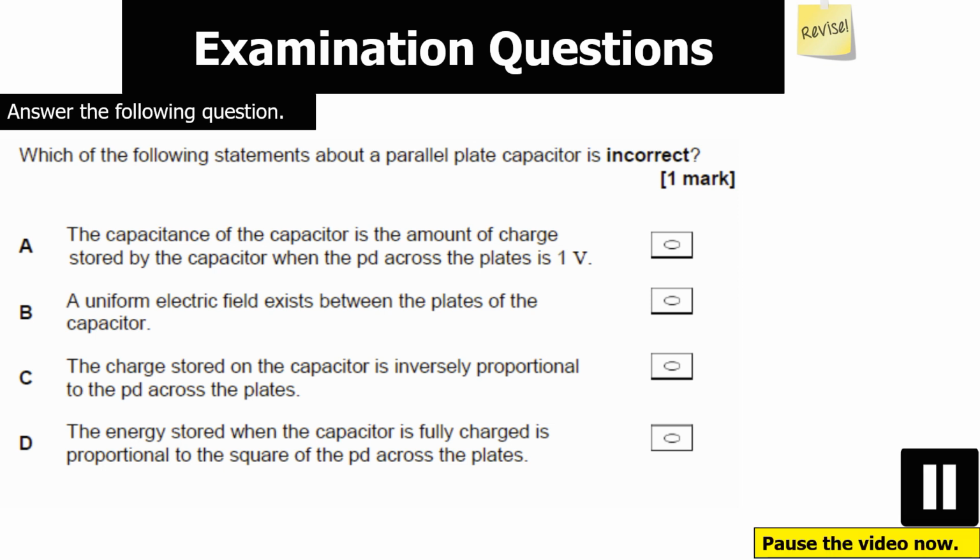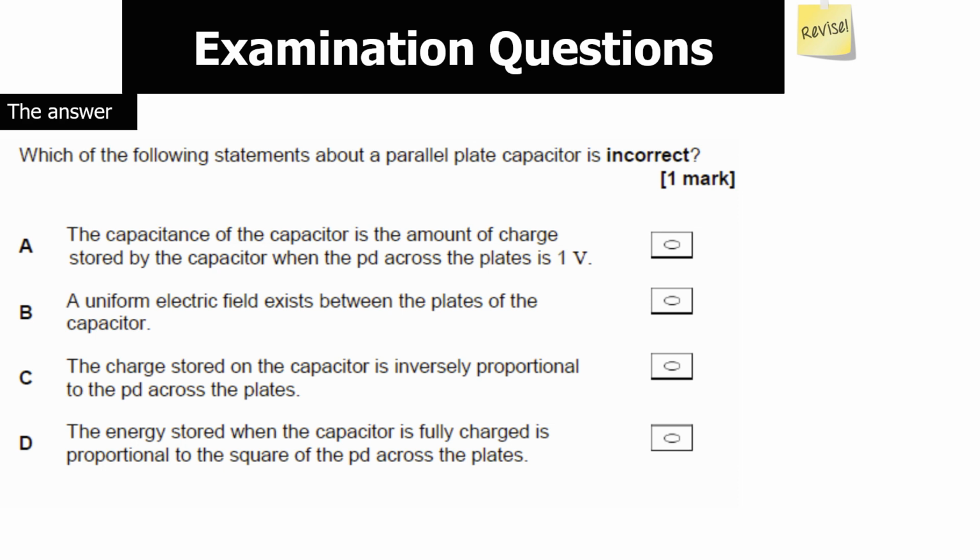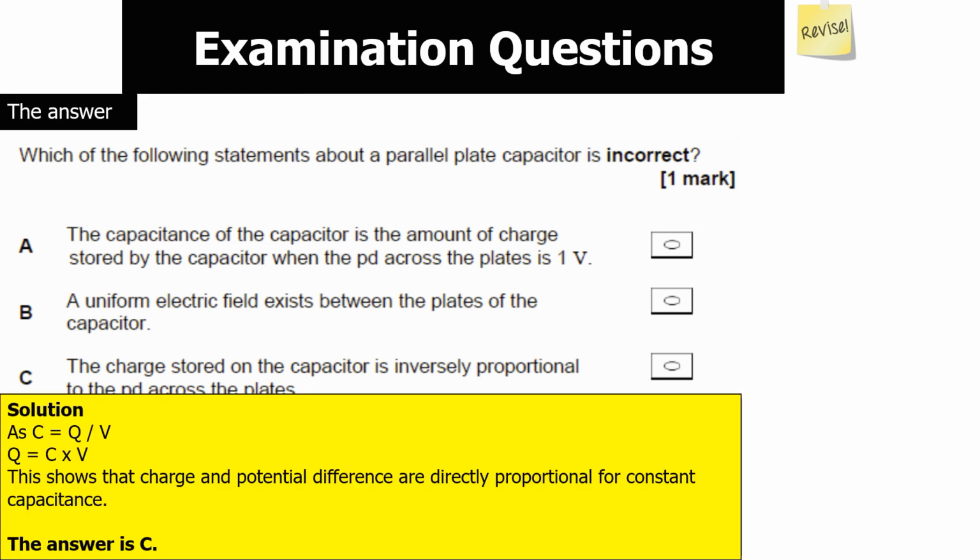The next question says, which of the following statements about a parallel plate capacitor is incorrect? So pause the video now, then unpause the video when you want to go through your answer. Right, so the answer is C, because we know that capacitance is charge over potential difference, therefore charge is equal to capacitance times potential difference. So it indicates to us that charge and potential difference are in direct proportion for a constant capacitance, which is true for a parallel plate capacitor. So our answer is therefore C.